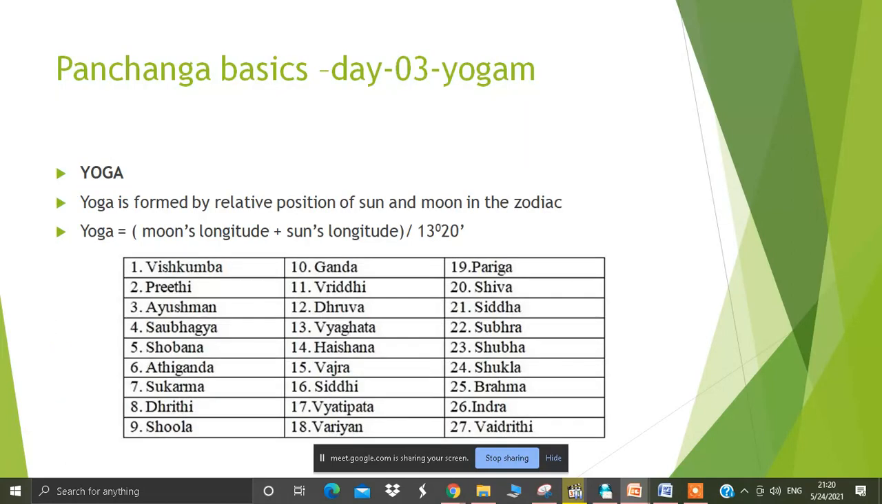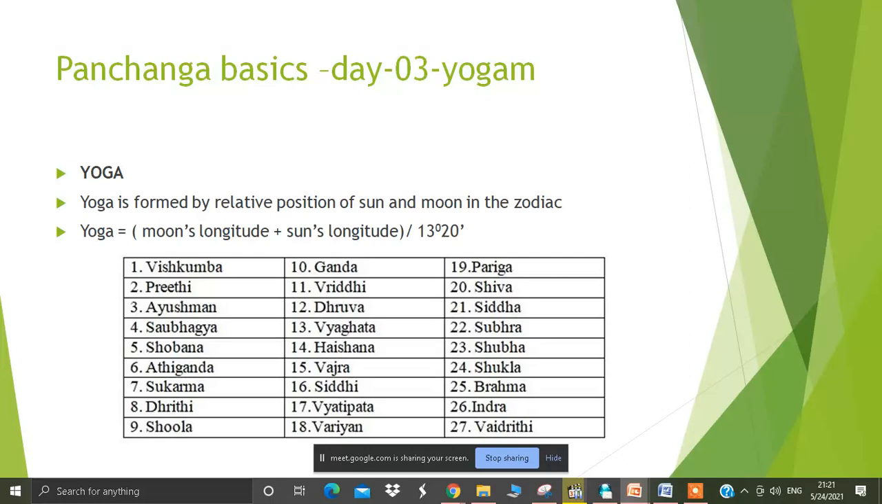Next, I'll give you the 27 different types of yoga. We'll go slowly so that you understand everything. I said the reduction is known as Tithi, and the addition is known as Yoga. That's the only difference between Tithi and Yoga. It is formed by the relative position of Sun and Moon in the zodiac. Yoga is Moon's longitude plus Sun's longitude divided by 13 degrees 20 minutes, which is the nakshatra span.